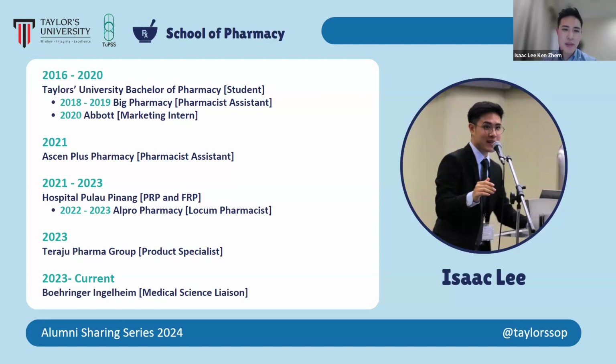Once I got my PRP placement in Hospital Pulau Pinang, I was there for 2 years and 6 months, and that was where I did my compulsory service as well. That's what you call a full registered pharmacist, FRP. During that period, I was also working as a pharmacist assistant in Alpro Pharmacy, and you may call it a locum.